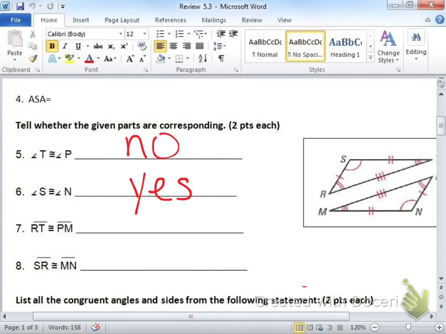Segment RT and PM. That one's a yes. And SR and MN, that one's definitely a no. All right, double check those. Remember, to be corresponding, they have to be in the same position and they have to be congruent. So on something like this, just check out how they're labeled. If they're labeled the same, they're congruent. Any questions?